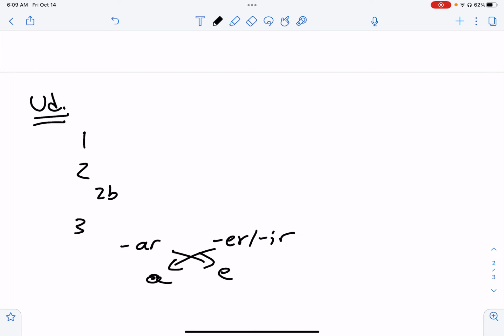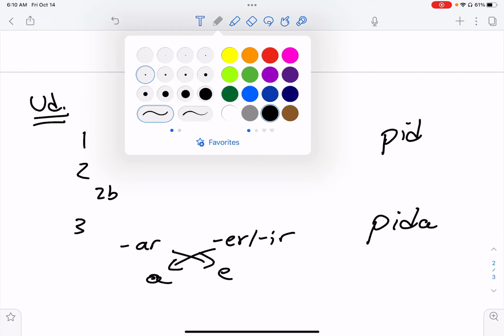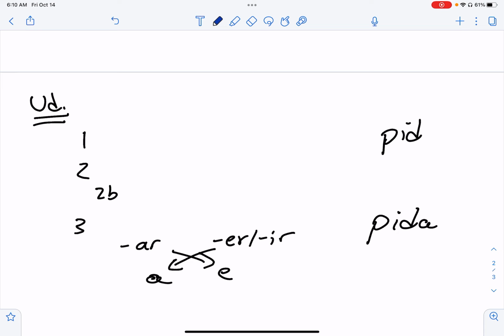So for example, the verb pedir here would still be pido, still be pid for step 2. It's not a cargarzar. And then when we get to step 3, the usted command would be pida. And the easy thing about this particular set is if I wanted to use ustedes commands, just add an n. So the ustedes command would be pidan.